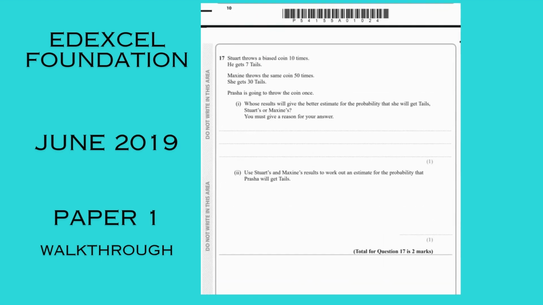On to number 17, getting quite wordy. So we've got a biased coin. Stuart's thrown 10 times. His relative frequency is 7 out of 10. Maxine's relative frequency is 30 out of 50. Whose result is better? So definitely Maxine's, because more trials equals more reliability.